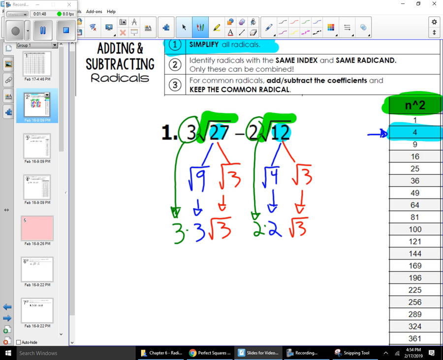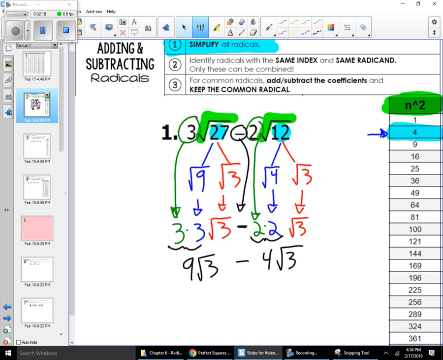Now, this was a subtraction problem. Nothing has changed that. It is still a subtraction problem. So we've gone ahead and broken up all of our radicals. We can clean this up. Right now, it looks pretty messy. 3 times 3 is 9. So we have a 9 root 3 minus 2 times 2 is 4, 4 root 3.